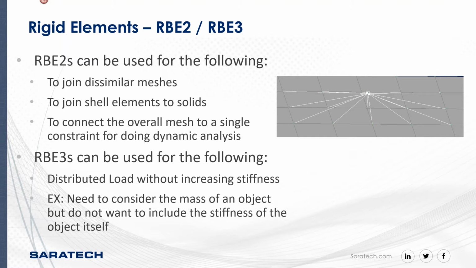RBE3s are useful to put distributed load without increasing stiffness. An example here is we have some sort of mass of the object that we want to put into the structure, but we don't want to include the stiffness of that object itself. So maybe in this picture up here, there's some mass sitting in space, and we'll just say a battery.